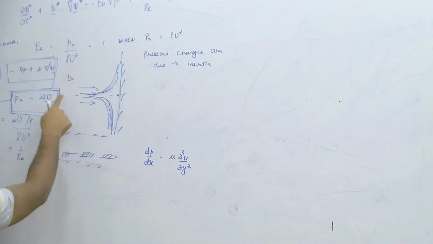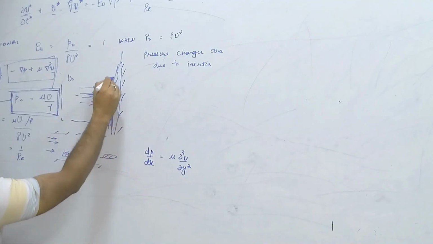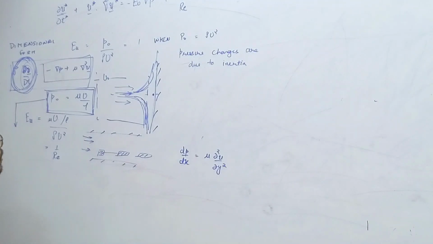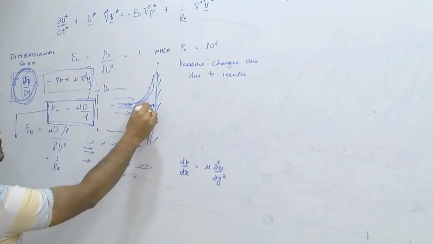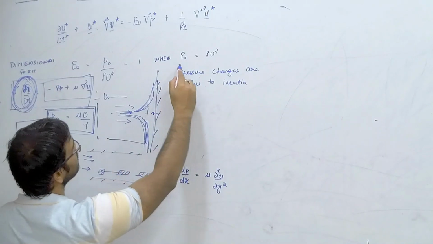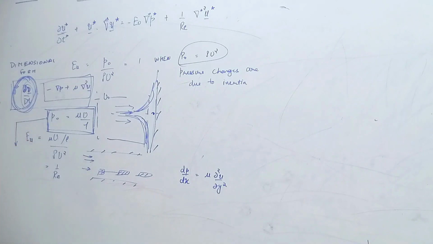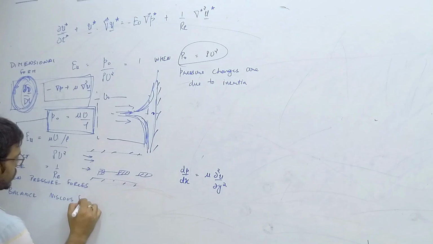So if you assume inviscid flow up to here, you can apply the Bernoulli's equation, but we will discuss that later on. You can apply the Bernoulli's equation and basically obtain the fact that pressure changes will be of order rho u square. So this is the correct choice when pressure forces balance viscous forces.